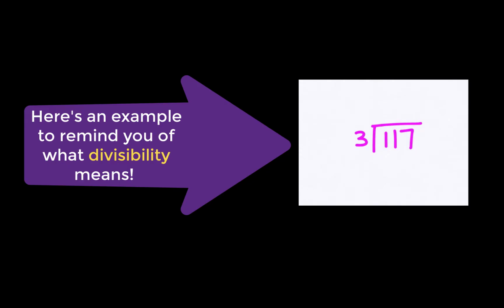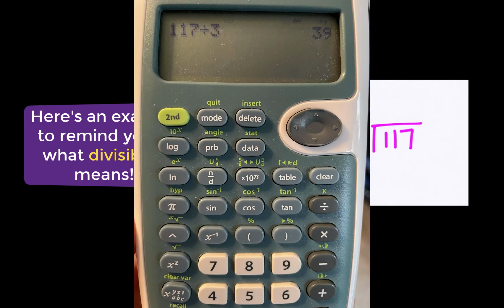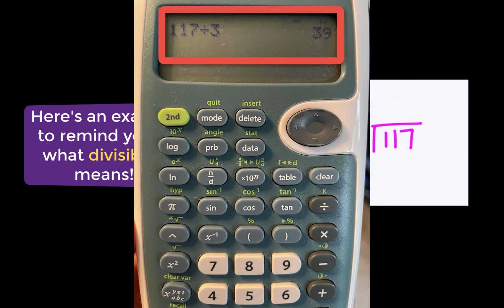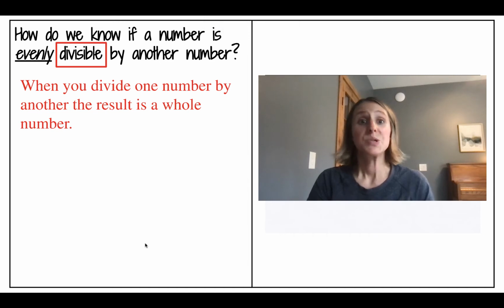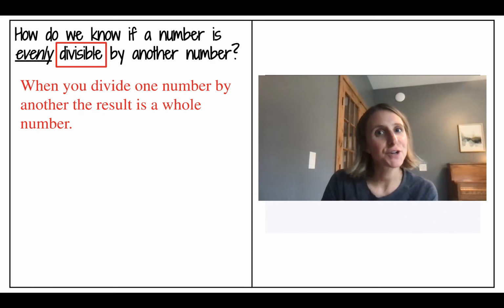Let's see divisibility in action. You don't need to write anything down right now. I'm going to take 117 and divide it by 3. If when I do that, my quotient is a whole number, that means 117 is divisible by 3. You can see on my calculator that the answer is 39. That is what divisibility means. When you divide, you get a whole number. No remainder. No little pieces left over. So you were reminded through words what divisibility is, and then you got to see it firsthand.